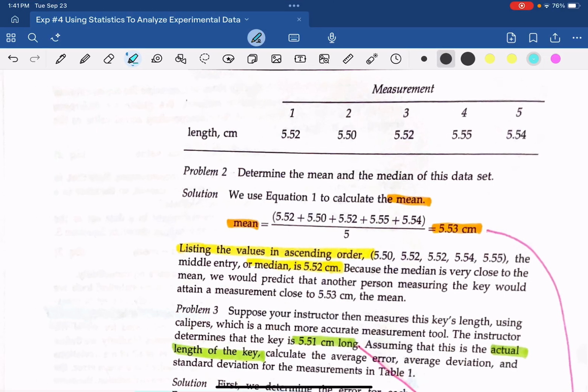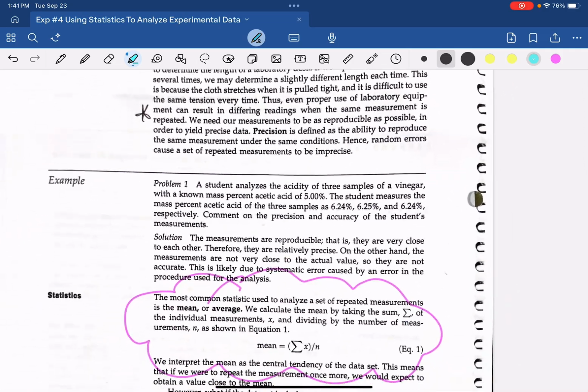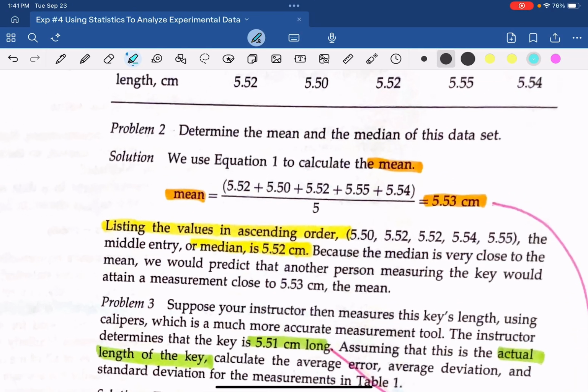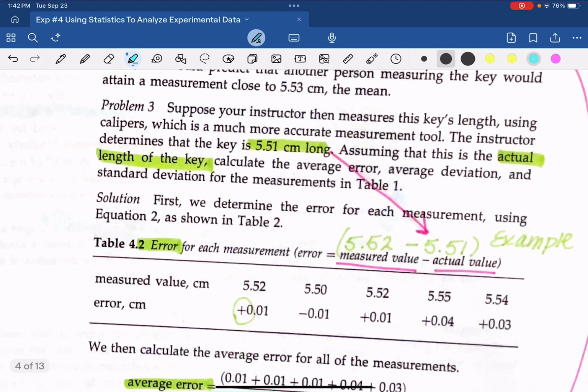Please notice that you're using equation 1 to calculate the mean. Just a quick reference back: equation 1 is right over here. We take the numbers and calculate the mean. From there, you're going to look at what's called the median. Out of the values that you've recorded, the median is the middle one, the 5.52 value. Then, as they go through, it has you calculate the error.